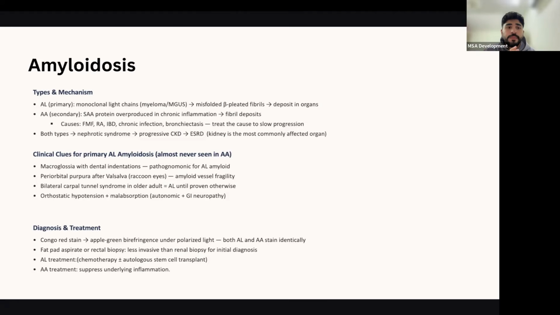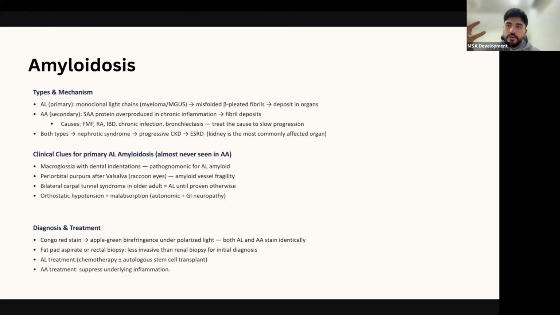Tamam? So both types are going to lead to nephrotic syndrome. So you're going to have this immense proteinuria, right? And with time would lead to progressive chronic kidney disease and then end-stage renal disease. Like, how will you know that this patient has a primary amyloidosis? Usually they're going to have huge tongues. So they're going to have macroglossia with dental indentations. That's number one. They're going to have raccoon eyes. So they're going to have basically purpura periorbitally. They're going to have bilateral carpal tunnel syndrome.